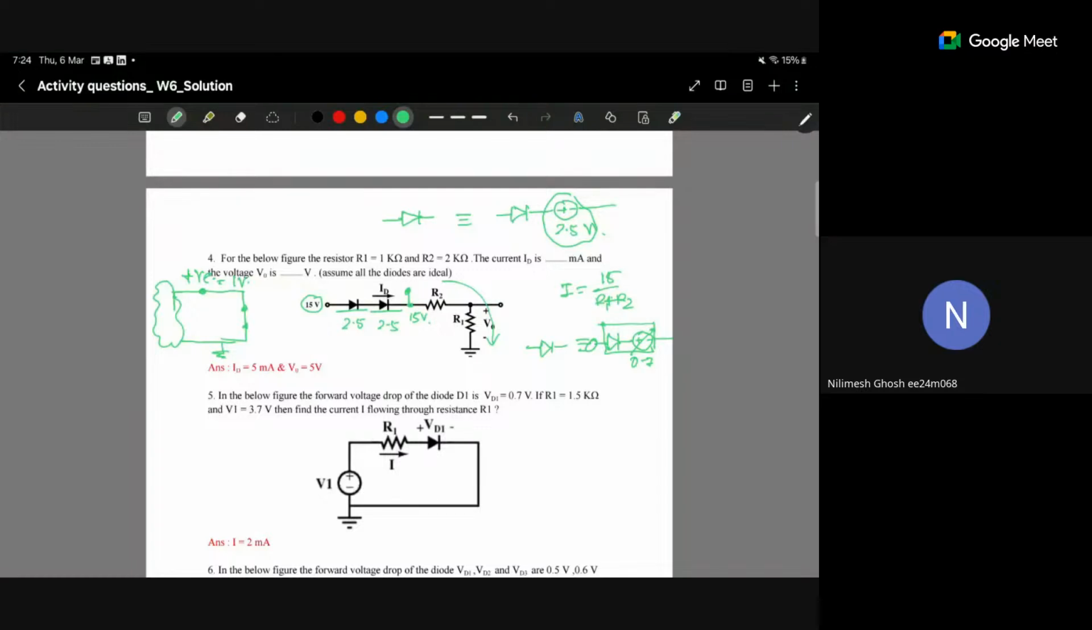That is for the ideal case. But for the practical case, we will replace this diode by a voltage source, which is the internal voltage that will be mentioned in the question. Like for silicon, it will be 0.7 volt. Now this voltage is working against this voltage, 1 volt. So you have to choose the polarity like that.